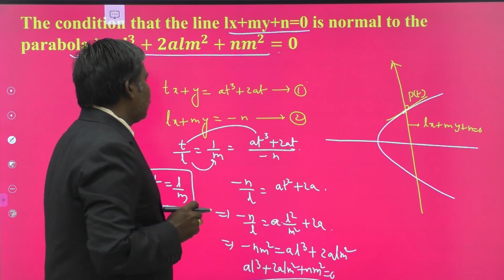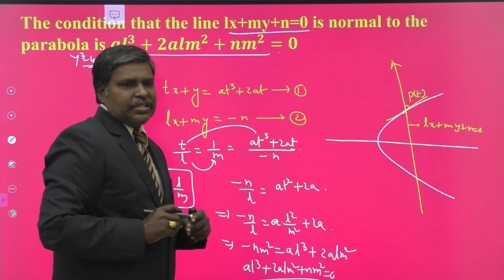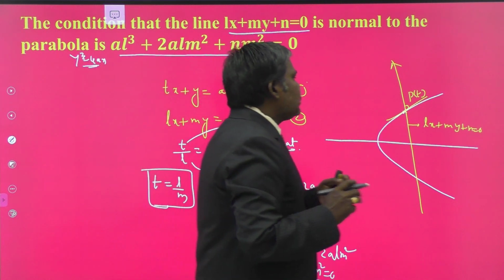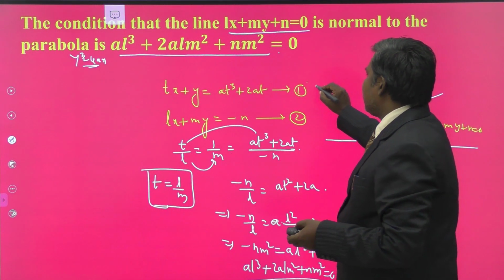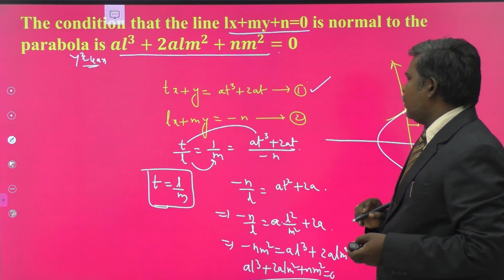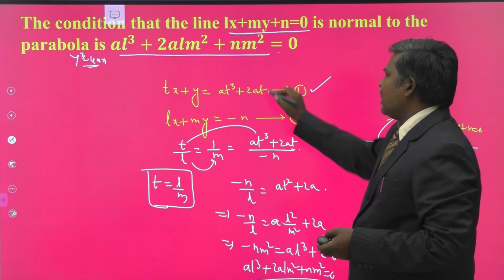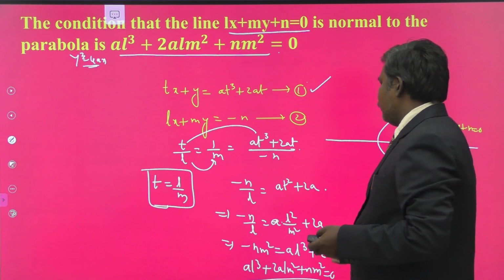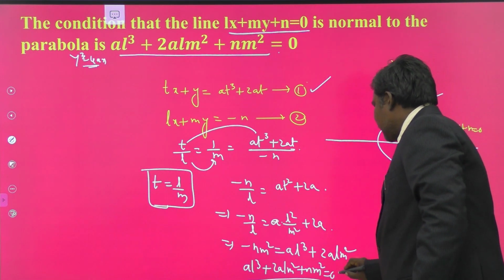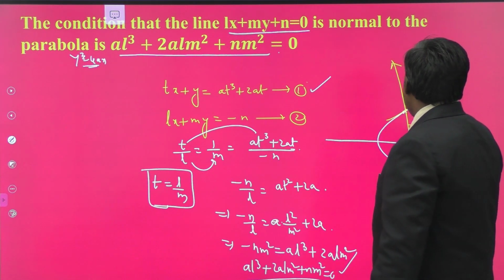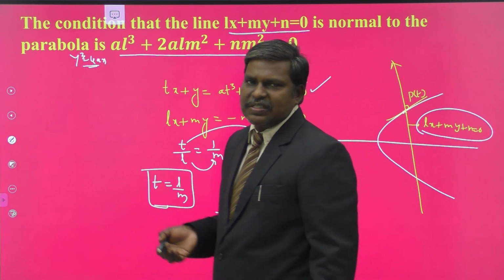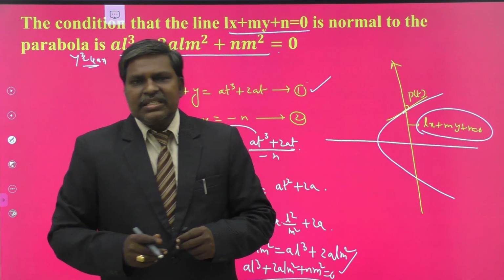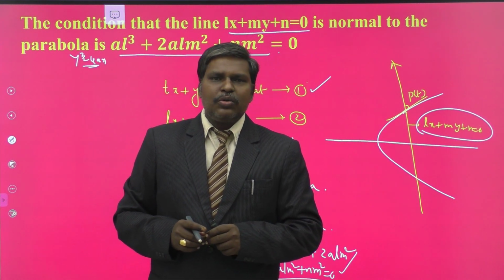This is the condition. So we take that the line lx + my + n = 0 is normal at P(t), but we know the equation of normal at P(t) is tx + y = 2at + at³. Both the lines represent the same line, so compare like coefficients and eliminate t, and we obtain the condition. Or otherwise, you write lx + my + n = 0 in the form y = mx + c and apply the condition that c + 2am + am³ = 0.